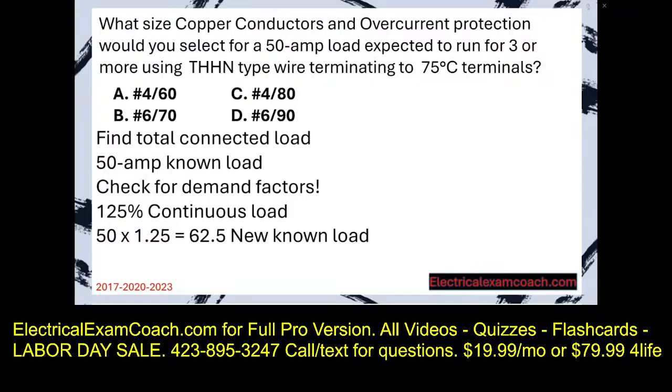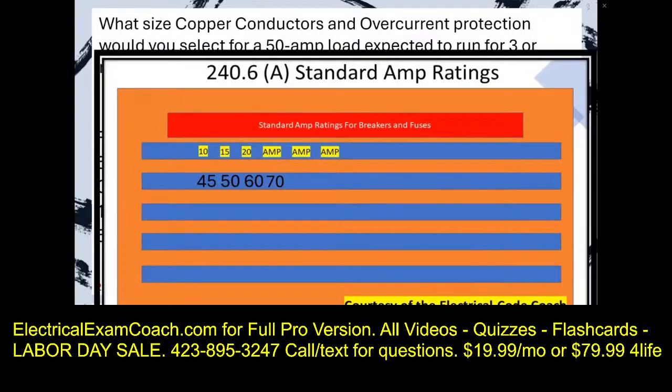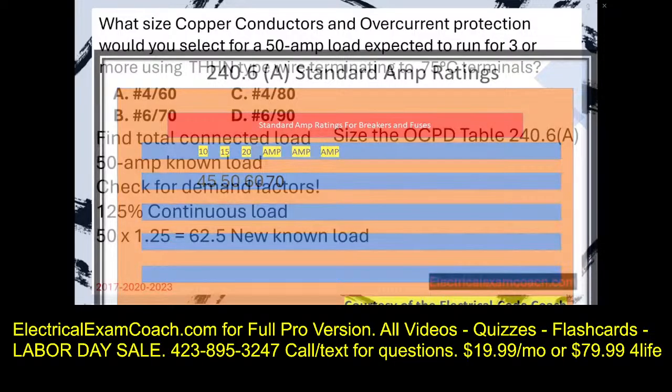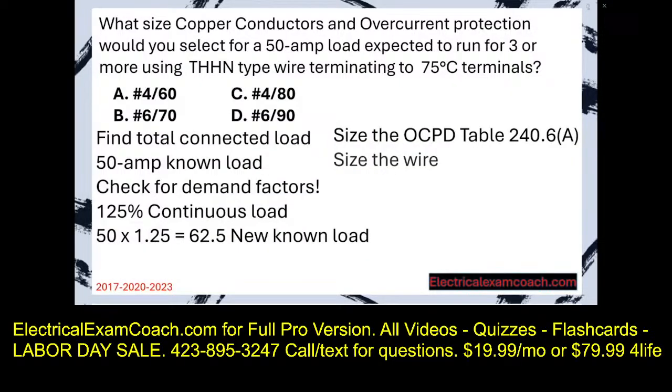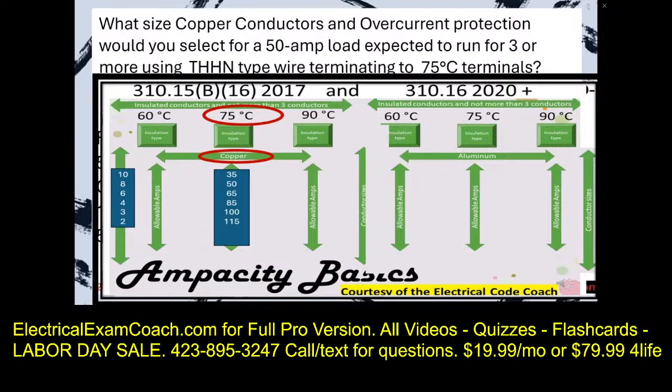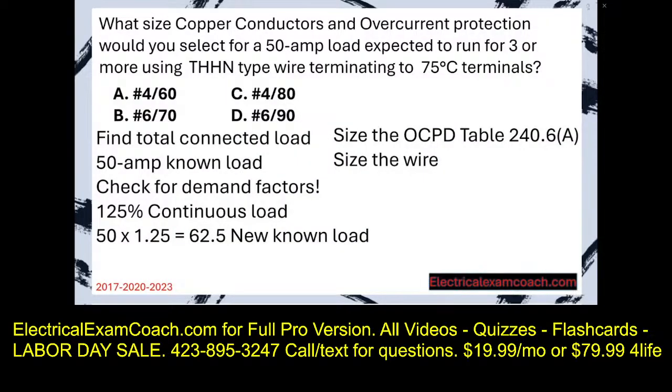Now we can size our overcurrent protective device. We head to our table, we choose the next standard size, which in this case is going to be a 70. Now let's size our wire. Heading to our primary ampacity table, we're going to be on the copper side of the table in the 75 degree C column, and we find a wire that meets or exceeds the known load. When we do, we find that it needs to be a 6 gauge wire on a 70 amp breaker.